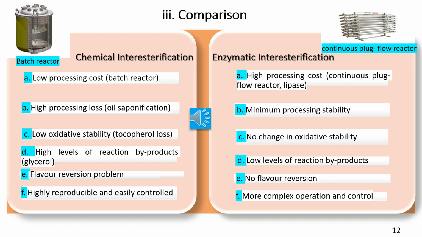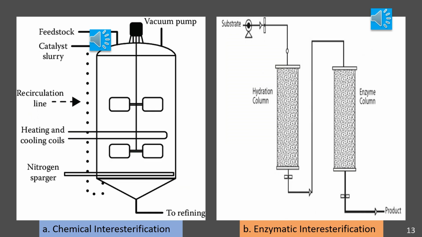Chemical interesterification results in highly reproducible results and can be easily controlled, while the enzymatic interesterification can involve more complex operation and control. Here you can see the chemical interesterification and enzymatic interesterification in pictorial form. So how can these processes occur?